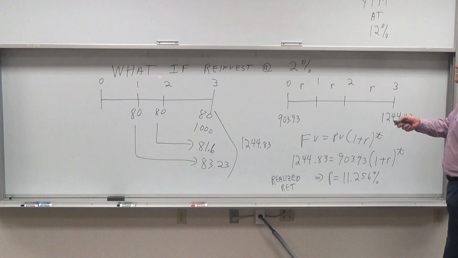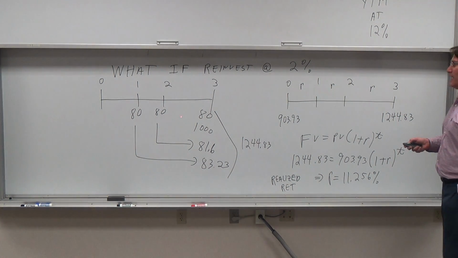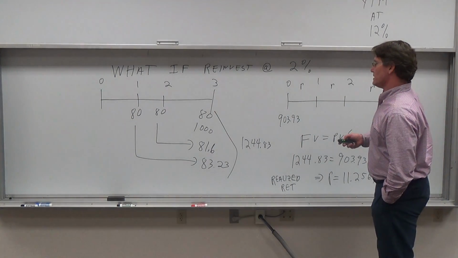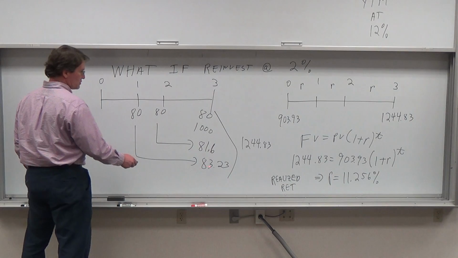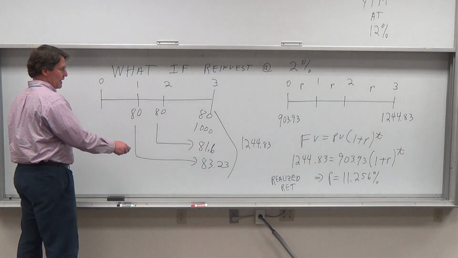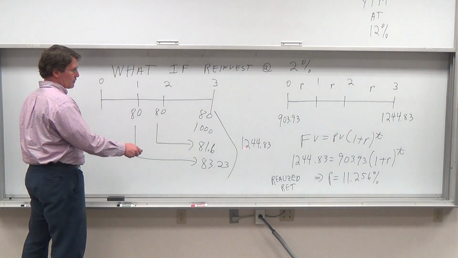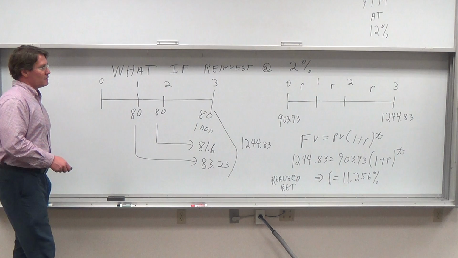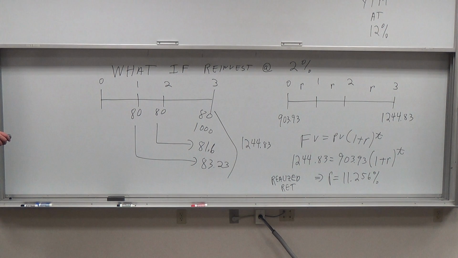Okay? What if you were stuck reinvesting at 2%? What if you get the 80, 80, and 80 and you're stuck reinvesting at 2%? Well, when I get this investment in year 1, it grows to 83.23. The 80 in year 2 grows to 81.60. When I add these 4 together, I get 1244.83. So my 903.93 grew to 1244.83 if I reinvested at 2%.